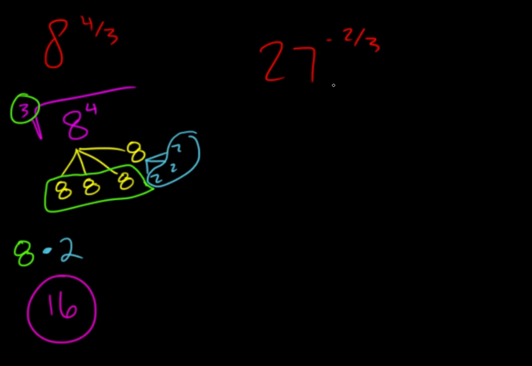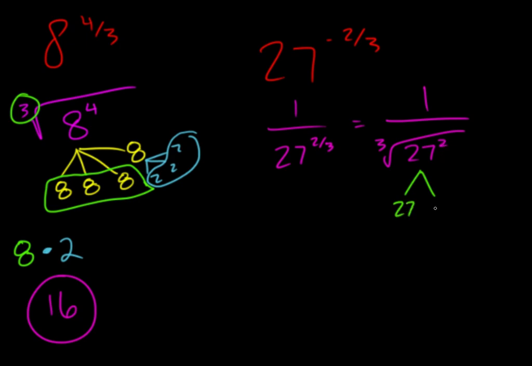Over here, we can do something similar. First thing is we want to put it on the bottom because of this negative sign. And then that's going to be 1 over the 27 squared cube rooted. Now, I'm going to do the same thing. This is a 2, so it's 27 times 27.